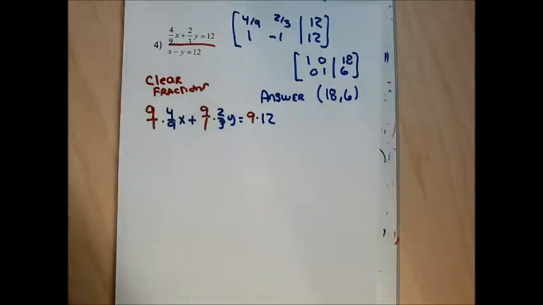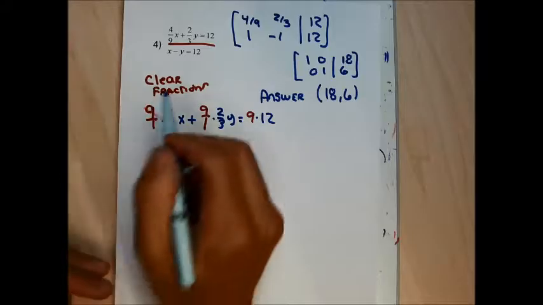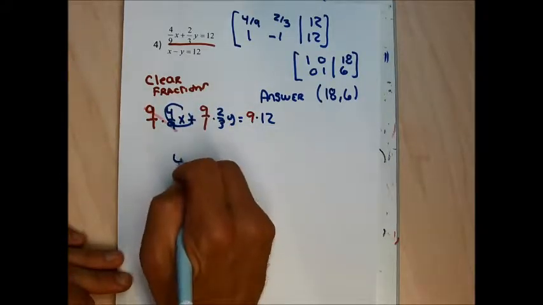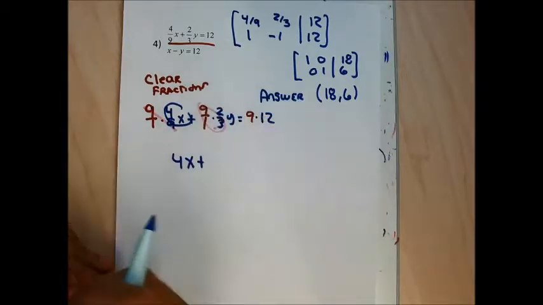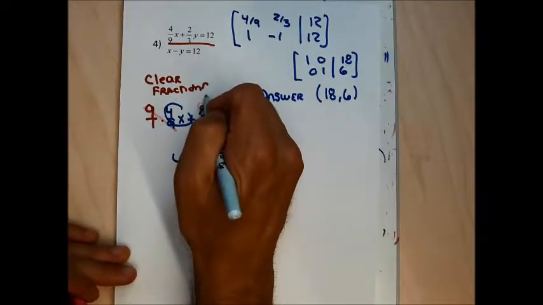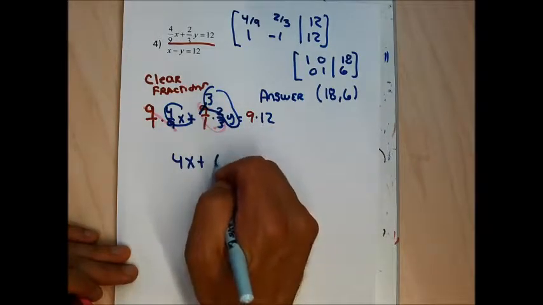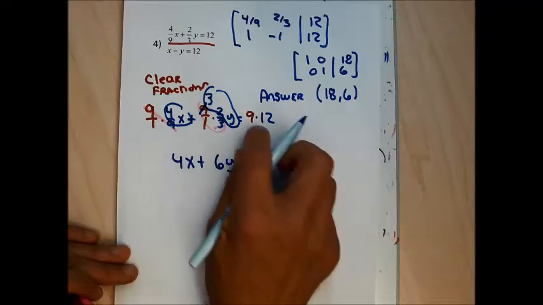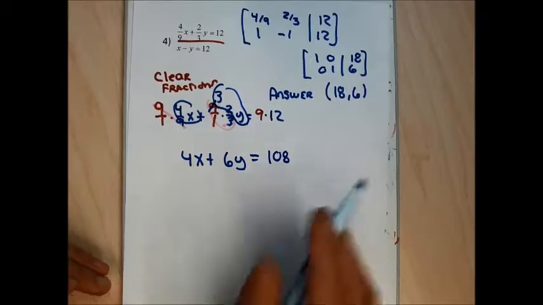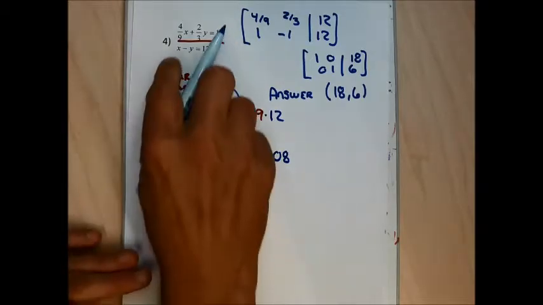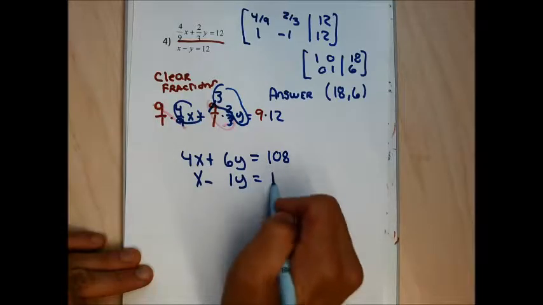Now I'm going to cancel. First canceling, the 9s are going to cancel. I'm just going to be left with a 4 times x. Second canceling, the 9 and the 3 are going to cancel, but the 9's not going to go away. It's going to turn into a 3. It's going to leave me with 3 times 2y, which is a 6y. To the right of the equal sign, 9 times 12 is 108. So I'm not going to use the top equation that was given to me because it's not pleasant. The bottom equation I'm going to leave at x minus y equals 12.